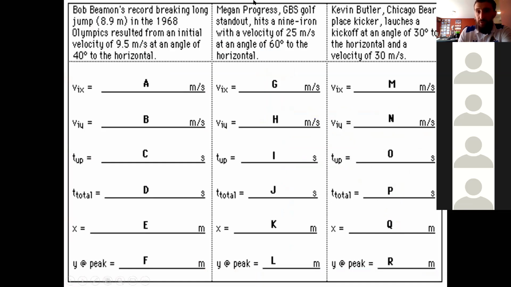Let's try a problem here. I'm going to help you through this real quick. The first one says Bob Beamon's record-breaking long jump, ignore that 8.9 meters, I don't know why I put that there, in the 1968 Olympics resulted from an initial velocity of 9.5 meters per second at an angle of 40 degrees to the horizontal. Make sure you can do this, we've already practiced it: calculate your VOX and your VOY using these numbers. When you get them, type them in the chat, please.